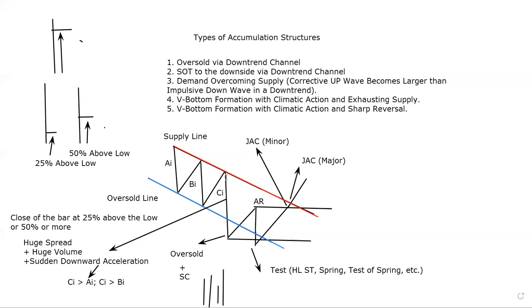Sudden downward acceleration is you need to compare this oversold move to the downside and compare it with the previous moves. Okay, previous impulsive move like BI and AI. If it's larger than this one, then it will be classified as a climatic move. This will be classified as a selling climax and oversold. Okay, and then what you will do? You will wait for the test.